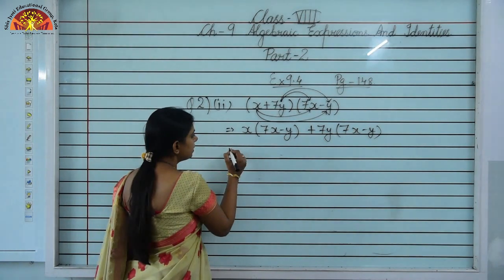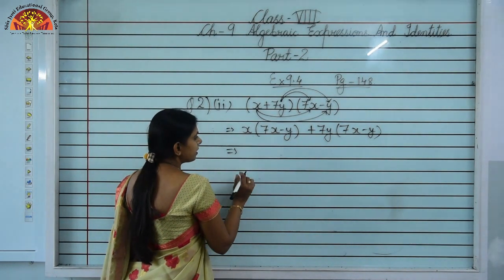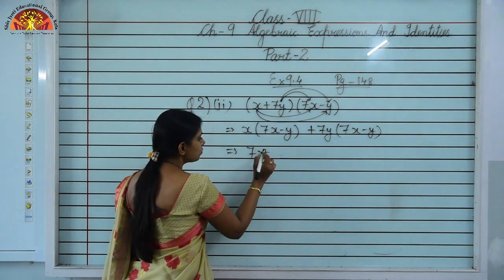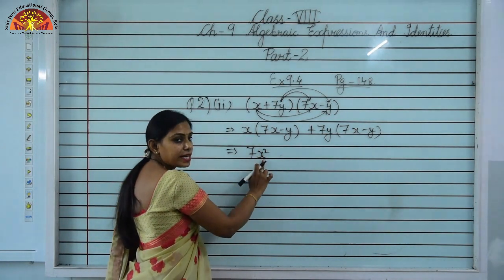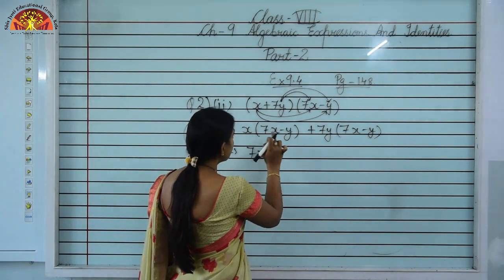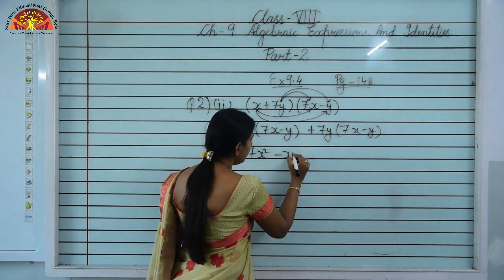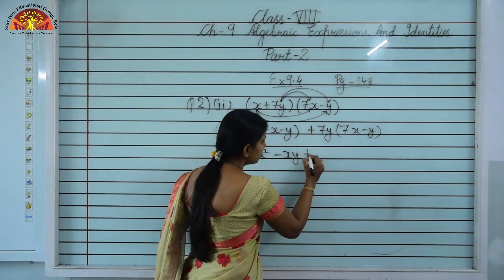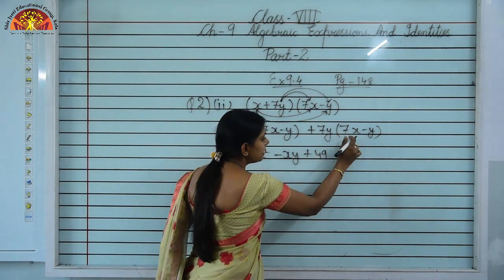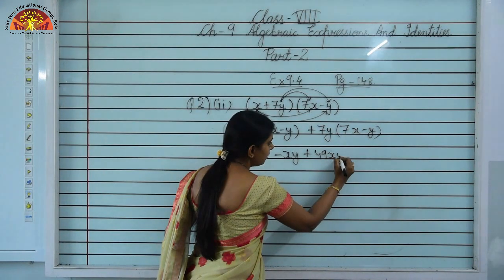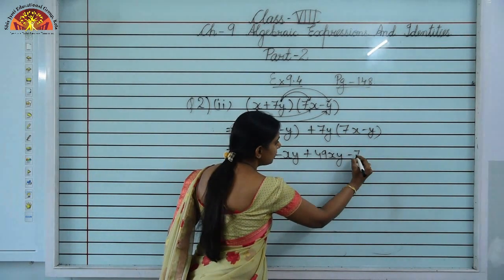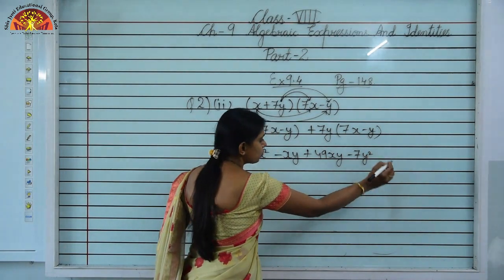Now just see x into 7x. It will become x into x is x square and 1 into 7 is 7, so 7x square. Now x into minus y, it will become minus xy. Similarly, 7 sevens are 49. Y into x is xy. Now 7y into minus y, it will become minus 7y square.